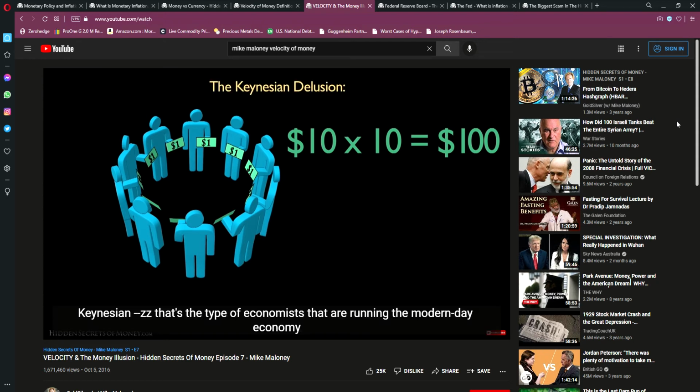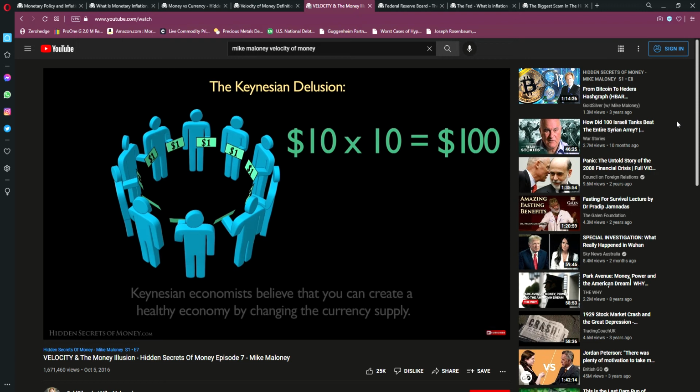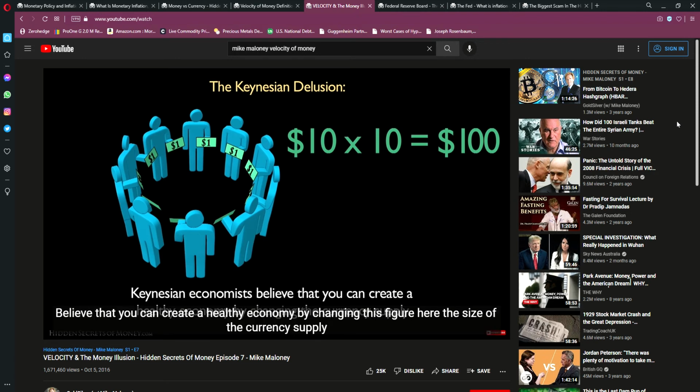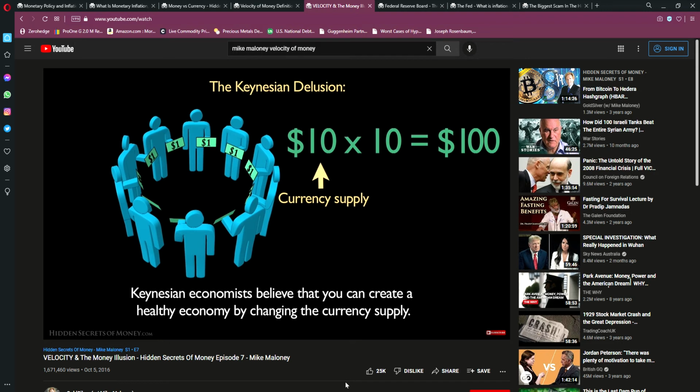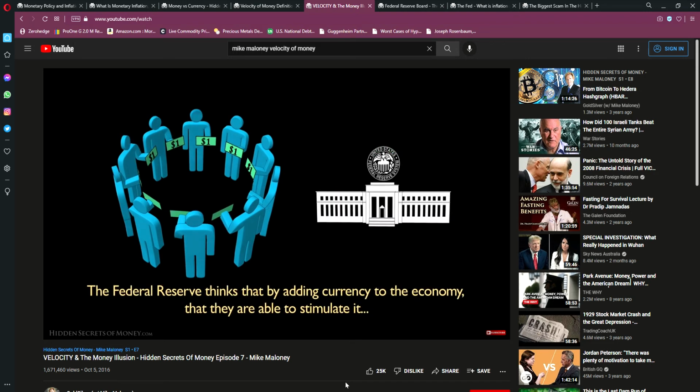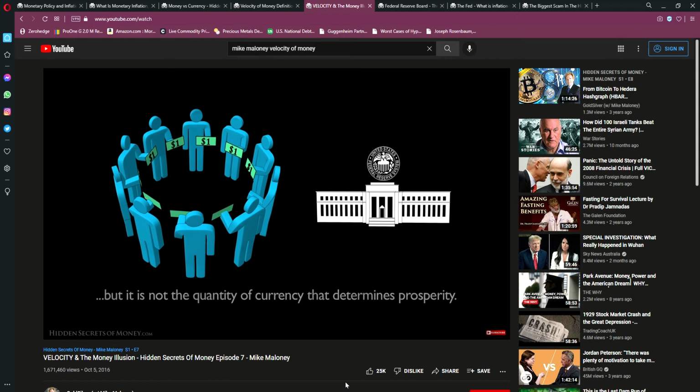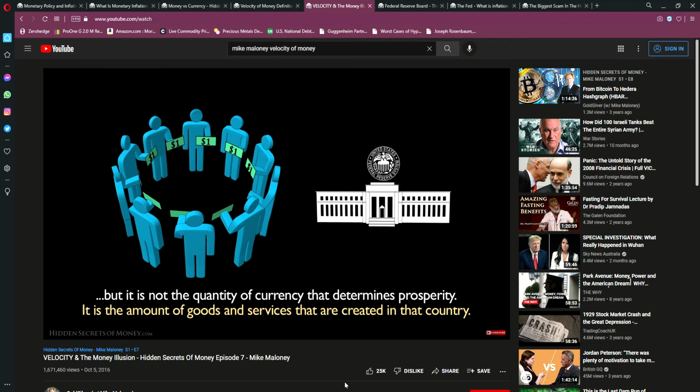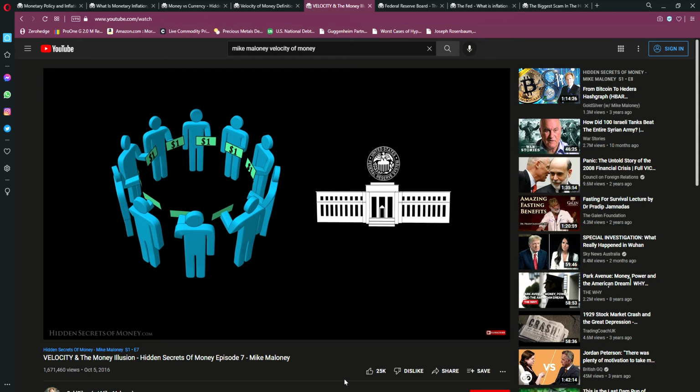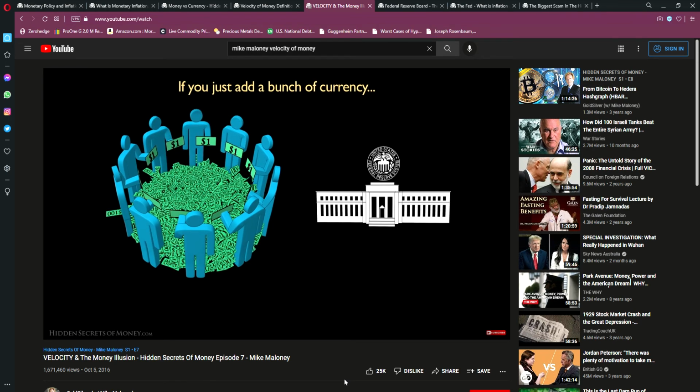Keynesians, that's the type of economists that are running the modern day economy, believe that you can create a healthy economy by changing this figure here, the size of the currency supply. So the Federal Reserve thinks that by adding currency to the economy, they're going to be able to stimulate it and make the economy grow. And the thing is, it isn't the quantity of currency, it's the amount of goods and services that are created in that country that determines the country's level of prosperity. So if you just add a bunch of currency, all it's going to do eventually is drive up prices. Velocity will slow at first, and that's what we're seeing now.